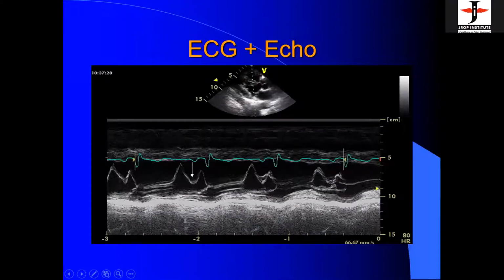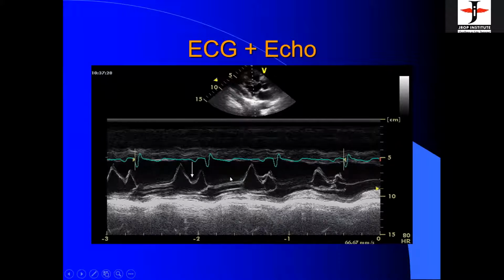Now, the same thing with echo. Echo today is difficult for you because you are not too aware of the various views. This is a mitral valve. This is the anterior leaflet, this is the posterior leaflet. As you know, the mitral valve opens in diastole, as I told you just now, and here the diastole starts. So this coincides with the opening of the mitral valve, and the mitral valve closes in systole. And this coincides with the QRS complex to the T wave.